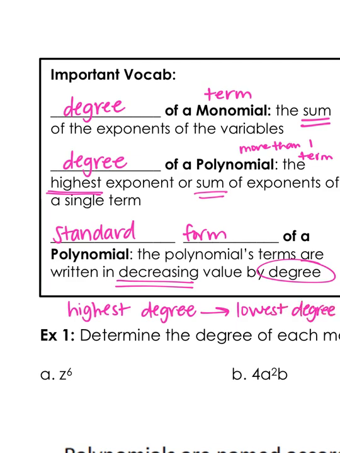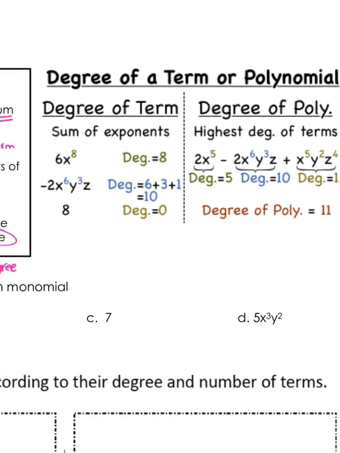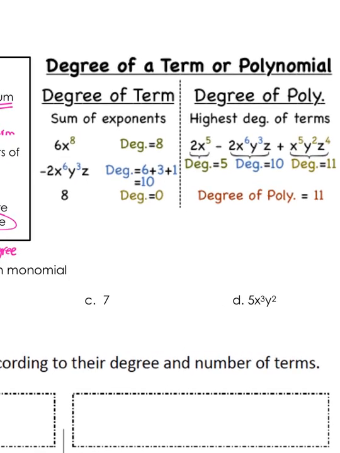And the lowest degree that we'll have in a polynomial will always be the constant. We can't have a negative exponent. So if we come over here to the right, we've just got kind of a review. So degree of a term, a single term, you're going to add up the exponents. If it is something like 6x to the 8th power, there's only one exponent, so the degree is 8. That's a really simple one.